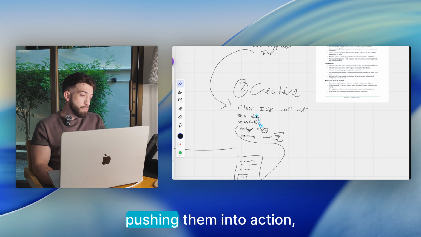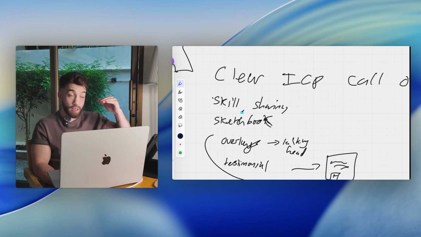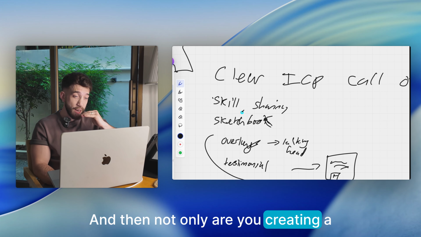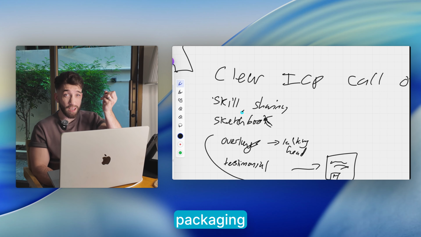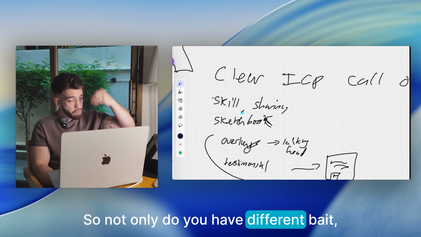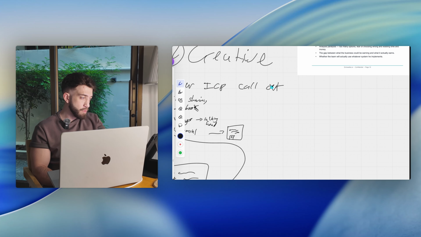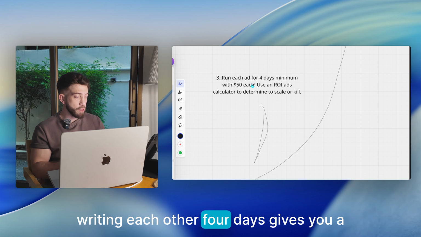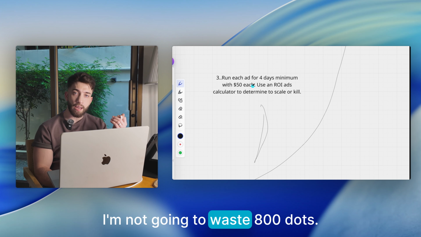And then pushing them into actually truly, so you've got the concept level, which is at the sub-segment level, and then not only are you creating a difference at the sub-segment level, but you're creating a difference in the actual packaging of the messaging going into the pond. So not only do you have different bait, but you have different packaging of the bait to serve those different fish, right? And then that goes into writing each ad for 4 days, which gives you a measurable outcome, where I'm not going to waste $800.